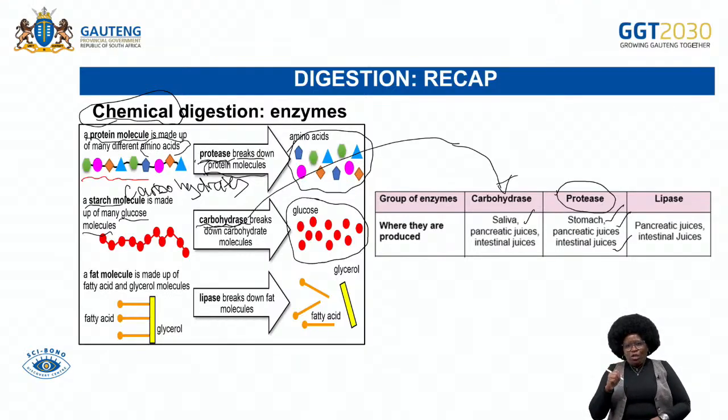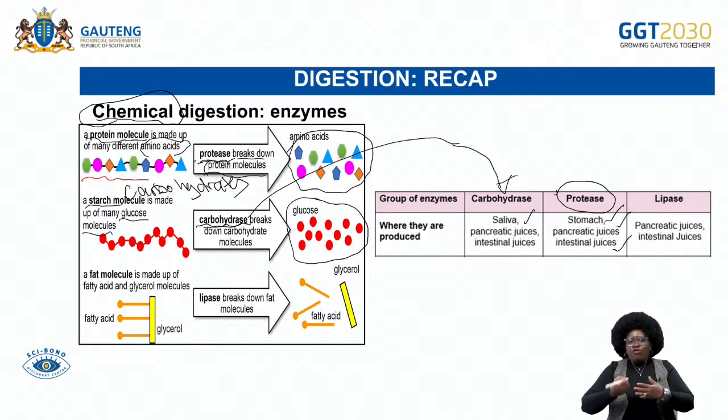So going back to when we started, I said to you that in the mouth we have mastication, which is mechanical digestion. As a person is chewing, there is breaking down. It's a physical way of breaking down food. However, because there's saliva helping to form the food bolus, the saliva contains this enzyme, carbohydrase.